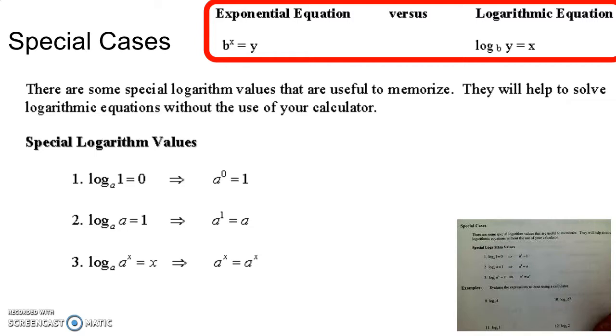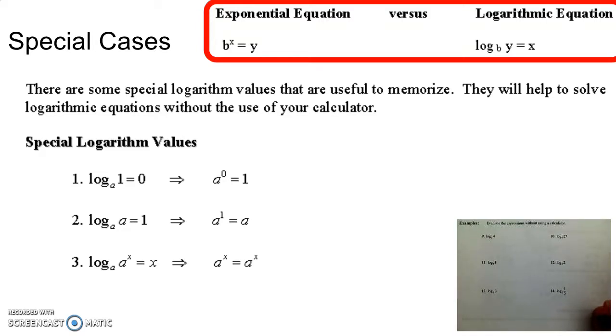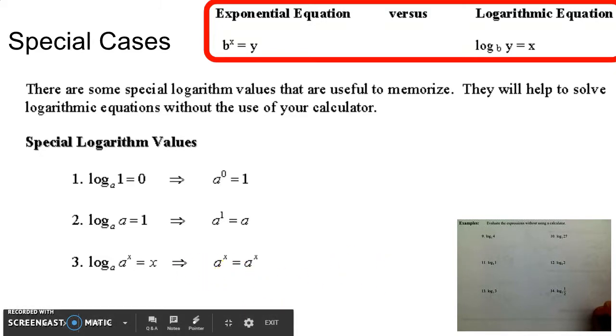The log base a of a equals 1. How can that be true? Well, anything to the first power is itself. So the log of a value in that same base, it makes sense that that's 1. Log base a of a to the x, well, that's going to be equal to x because the log is the exponent. And so log base a of a to a power is equal to the exponent. a to the x equals a to the x. So let's look at a couple of examples and let's see if we can use those special values to try to simplify some expressions.